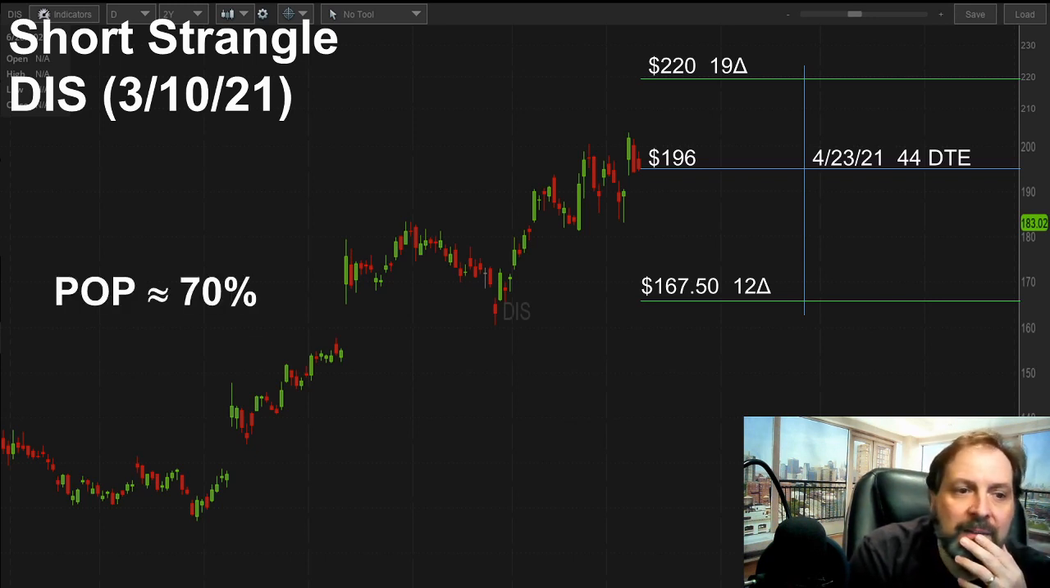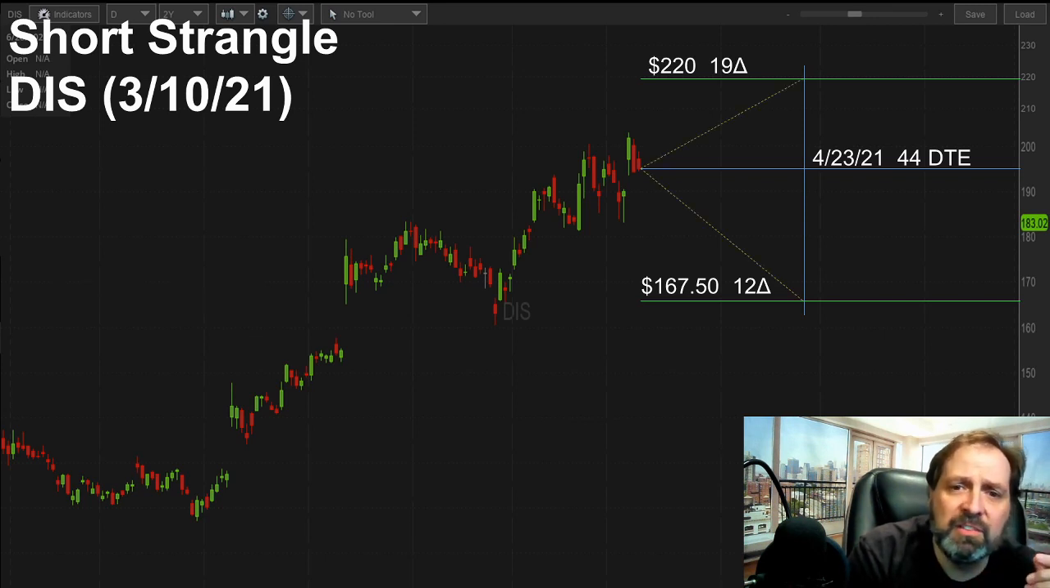And what you can do with a delta is you can use it as a rough approximation of the likelihood of expiring in the money at the time of the strike's expiration. So what I can say is that based on these deltas, I had a probability of profit that was roughly 70%. That means that 70% of the time that I do this trade based on the probability distribution curve, the premiums that I'm going to collect, and the deltas, that this would be a profitable trade.